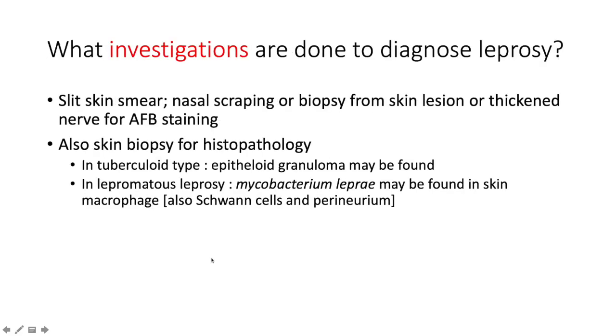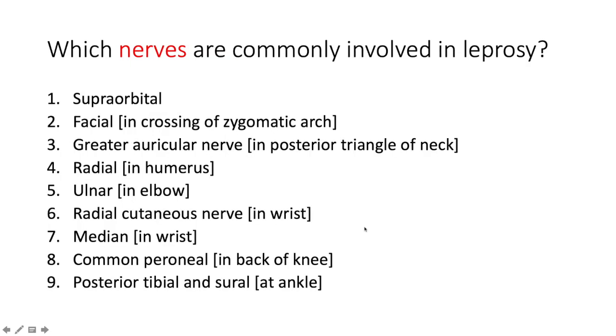Alrighty, what investigations are really done to diagnose leprosy? Well, you want to do a slit skin smear, a nasal scraping, or a biopsy from a skin lesion or thickened nerve, and send it off for staining for acid-fast bacilli. Or some people say bacilli, some people say bacilli. And also a skin biopsy for histopathology. In the tuberculoid type, what you're going to see is epithelioid granulomata. In the lepromatous leprosy, we find Mycobacterium leprae in the skin macrophages, also among Schwann cells and perineurium in your peripheral nerves.